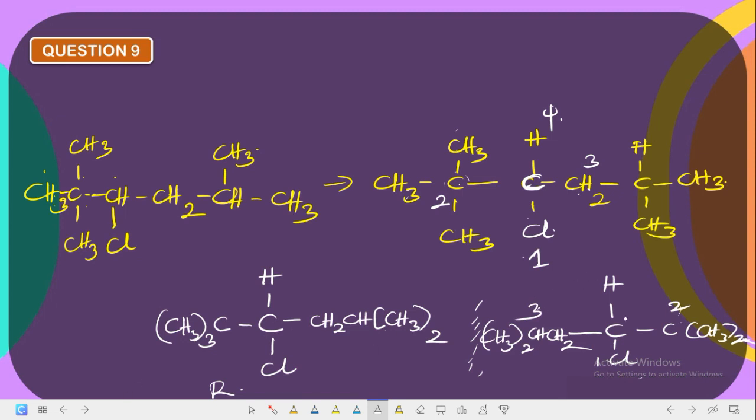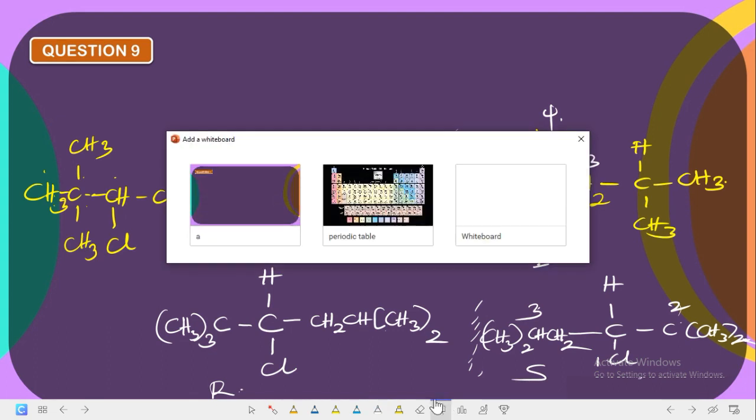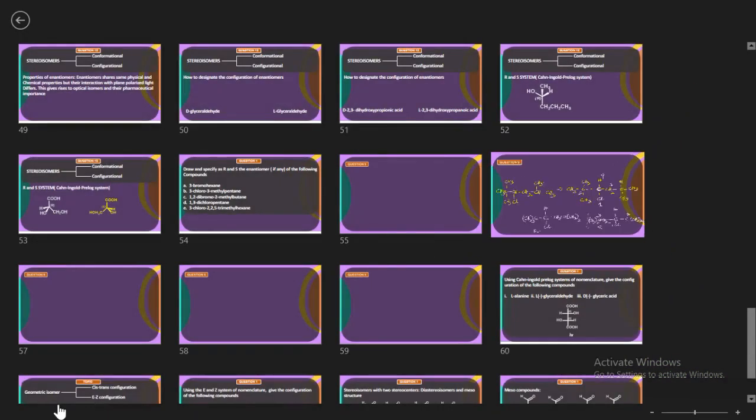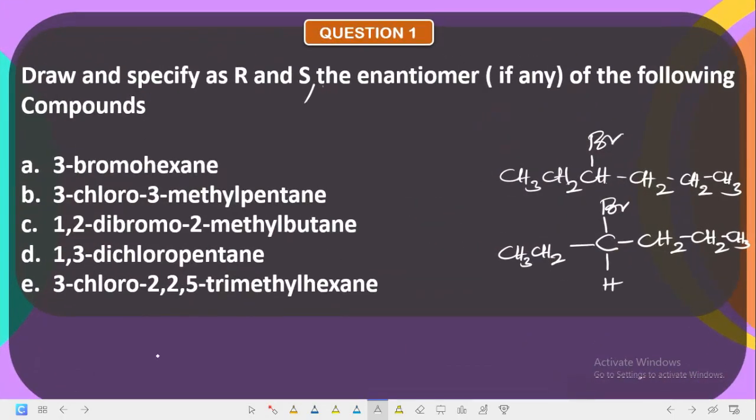So that is that. So if it's going anti-clockwise, say what? S. If going this way, what do you call it? R. So remember the law. We go back to the name and call it the way it ought to be. Don't just put R configuration. Remember the name of the compound is R 3-chloro-2,2,5 trimethyl what? Hexane. So these are the exam questions under this particular topic.